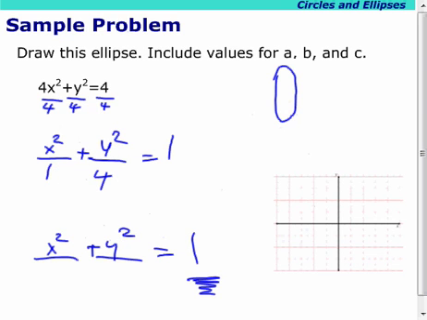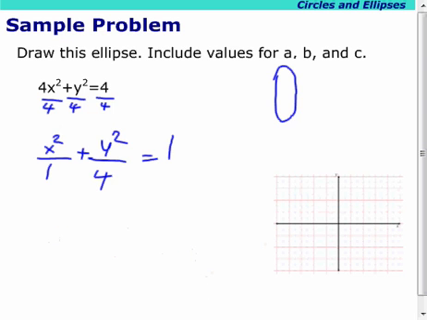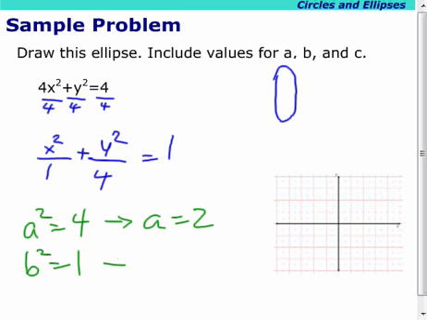Now, let's determine what those values for a, b, and c are. Let me get rid of this. So, since I know the a is always greater than b, this number under the y squared must be a squared. So a squared must be equal to 4, and b squared must be equal to 1. Well, if a squared is 4, it follows that a is 2. Similarly, if b squared is 1, b must be equal to 1.